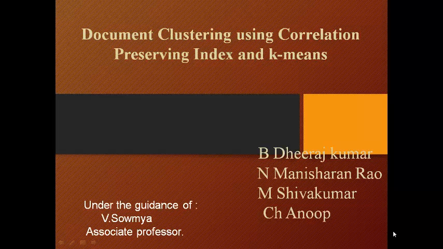Document clustering using correlation preserving indexing and K-means. This is a major project done by B. Dheeraj Kumar, N. Manisharan Rao, M. Shivakumar and Anup Chaudhary under the guidance of V. Soumya, Associate Professor at GRIT.